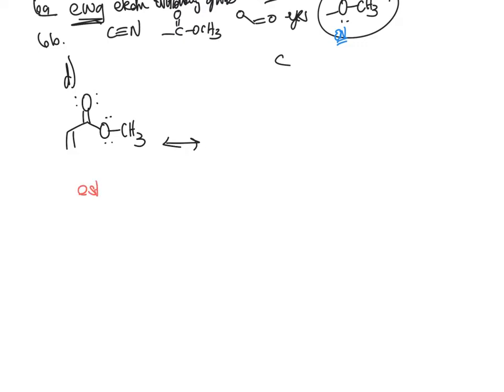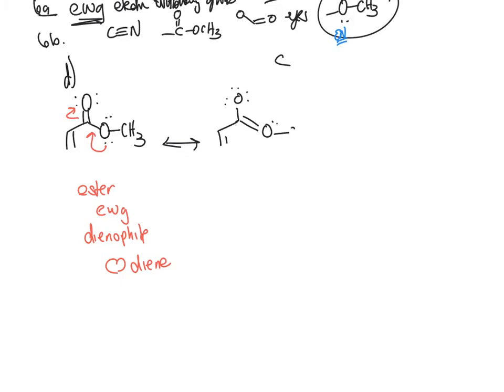This is your ester. An ester is an electron withdrawing group. And this is your dienophile. That means it loves a diene. So here, this alkene, these electrons would go here, and then you can draw your resulting resonance structure. Now remember, we have to have conservation of the charge, so overall. And could we draw some more? Yes, we could.